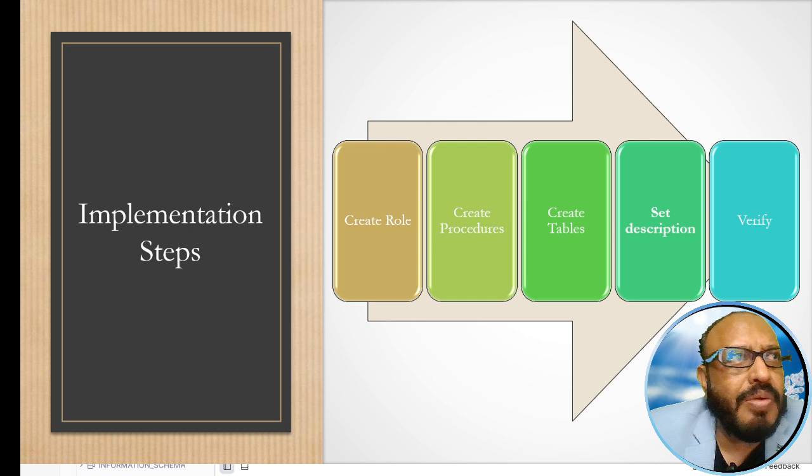In this, we have the following steps. First, as usual, we'll create a custom role, grant required privileges to this role, and create three procedures: one for a single table, one for an entire schema, and a third one including recording table and column descriptions inside a catalog table. Then we set the descriptions and verify whether meaningful descriptions have been set or not.